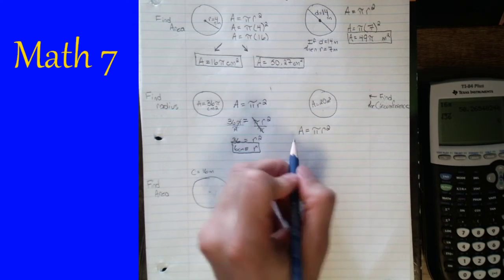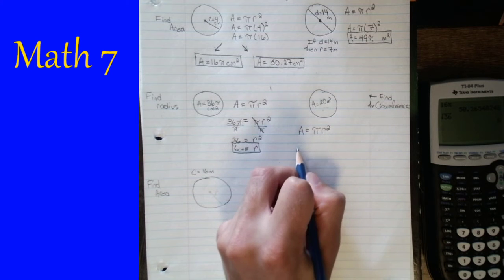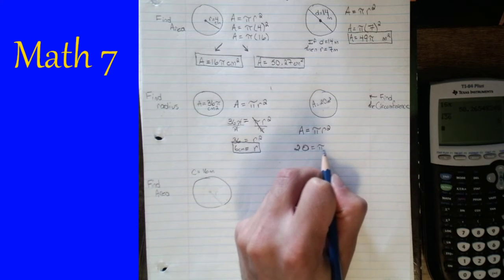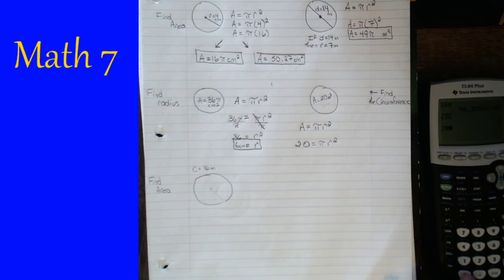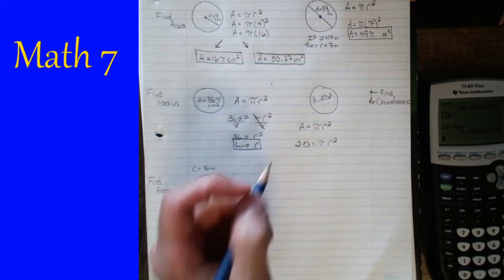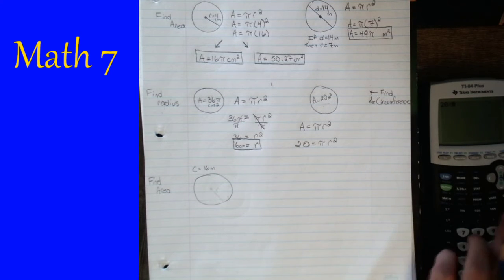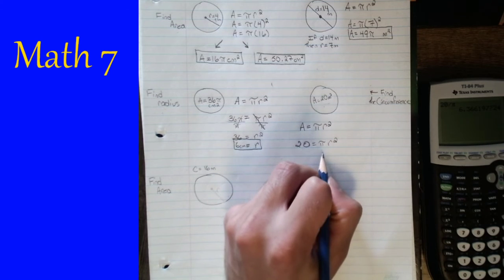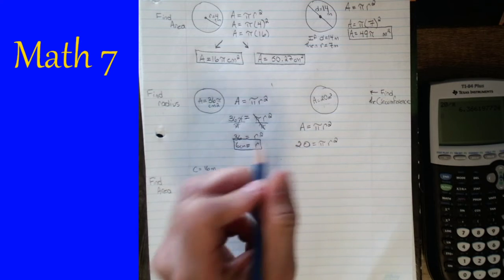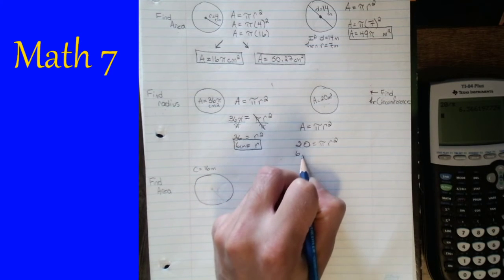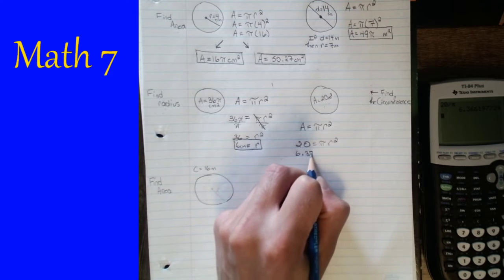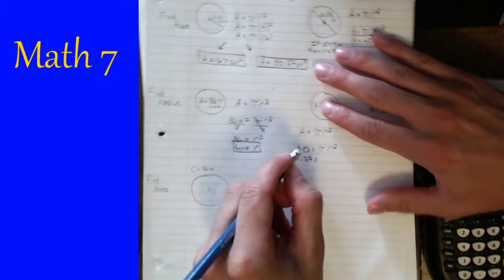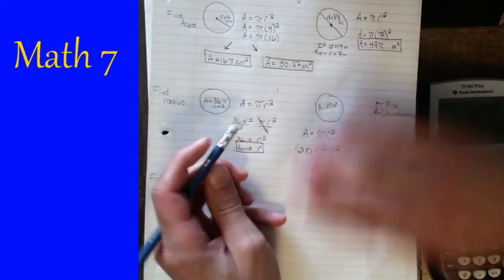So area is equal to 20 meters squared. So 20 is equal to pi r squared. So let's take 20 and divide it by pi. 20 divided by pi is roughly 6.37. That's equal to, well, actually, let's do this properly and write it all out.